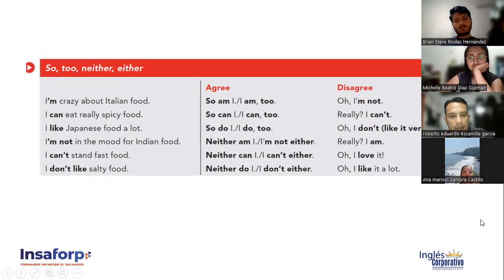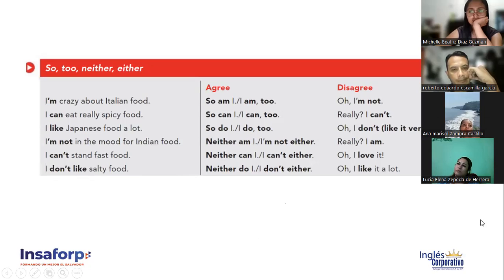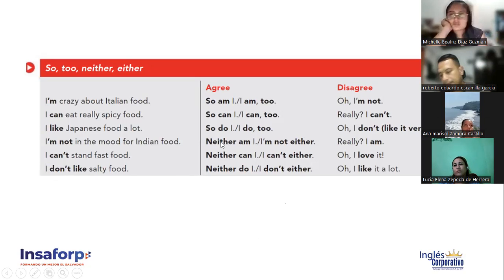Hey, teacher, I think the answer is in a different place in the last one. I'm not in the mood for Indian food. Agree? Really, I am. Ah, okay. Y en disagree, no, neither I am or I not either. No, pero como ese es negativo, usted también está de acuerdo, aunque es algo negativo. Porque dice, no estoy de ganas de comida china, por ejemplo. Yo tampoco. Entonces está de acuerdo con la persona. Pero si usted sí tiene ganas, está en desacuerdo y dice, really, I am.